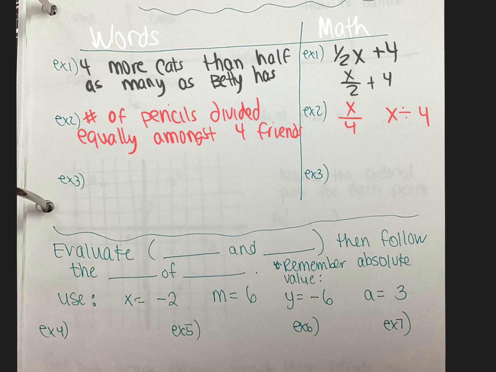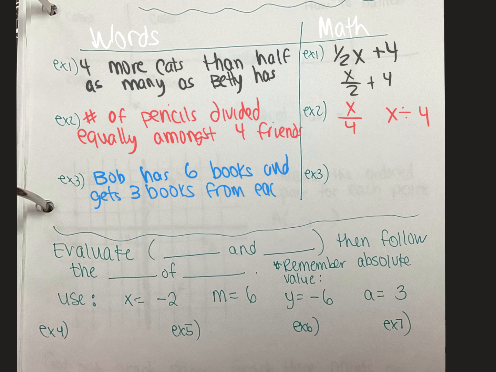Okay, example 3. Bob has 6 books and gets 3 books from each of his friends. Bob has 6 books and gets 3 books from each of his friends. What would that look like as an algebraic expression? Pause it, take your best guess, and then see if you're right.